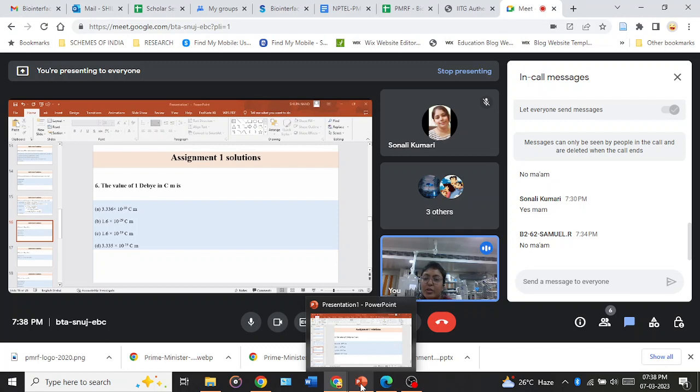So if you try to recall, dipole moment has its unit as debye. Yes, Samuel, you are correct. Dipole moment has the unit of debye. So now try to recall what is actually dipole moment. If you once recall what this dipole moment is, you will try to give the answer to this question.